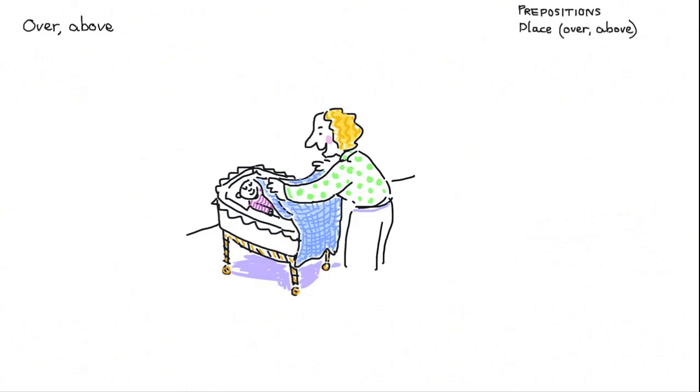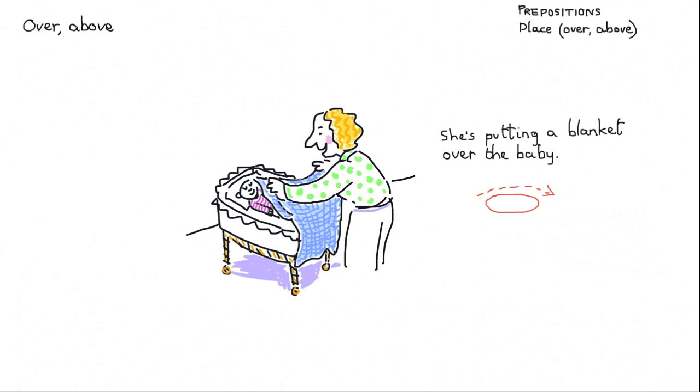We're looking at over and above, and here's a picture of a mother and a baby. And what's the mother doing? She's putting a blanket over the baby. So I'll just write here, she's putting a blanket over the baby. She's putting a blanket over the baby. And it's something like this. It's going above from side to side.